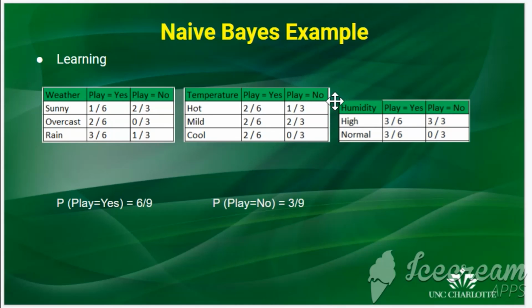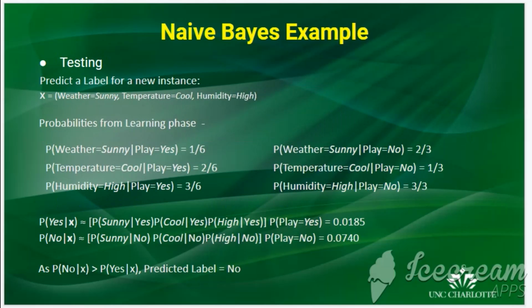So here we have three attributes, that is weather, temperature and humidity. For the weather we have sunny, overcast and rain. For temperature we have hot, mild, cool, and for humidity we have high and normal humidity. So the probability of play being yes is equal to 6 by 9 and the probability of play being no is 3 by 9. Let's look at some further example.